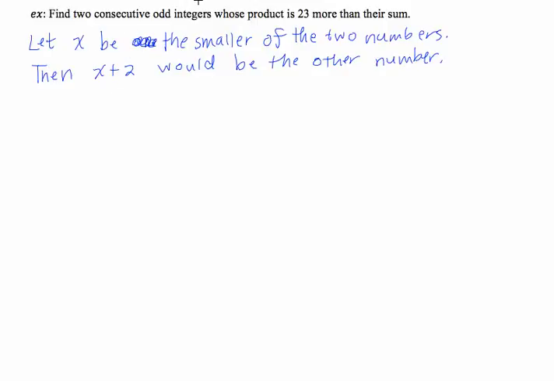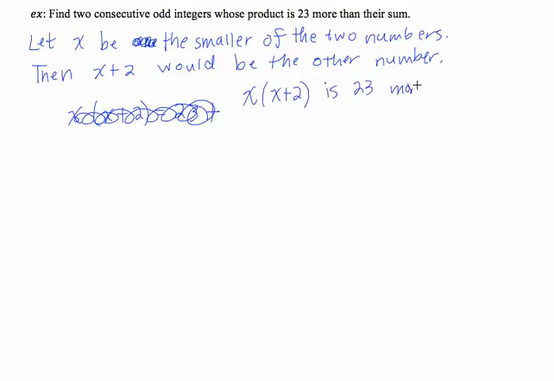Okay, so for these 2 consecutive odd integers, their product is 23, so when we multiply them together, we get 23, so x times x plus 2 is 23. And, oh, no, that's not right, whose product is 23 more than their sum. So here's their product, that is 23 more than their sum. So let's see, maybe I should rewrite this out here. x times x plus 2, let's write it in words first, is 23 more than their sum. Now their sum would be x plus 2.